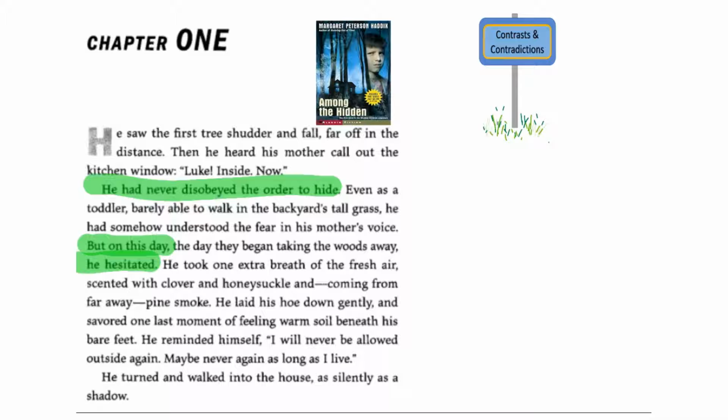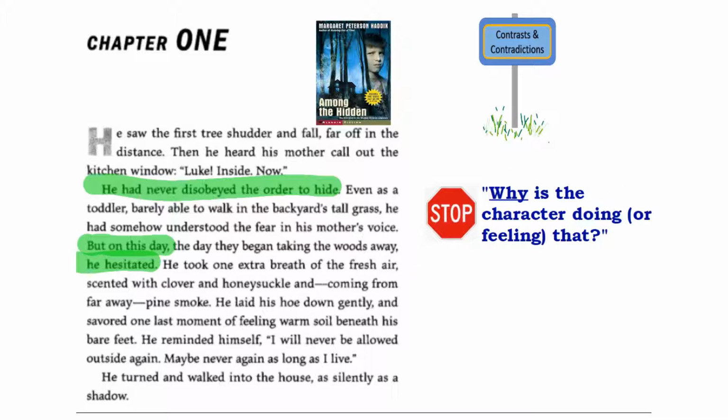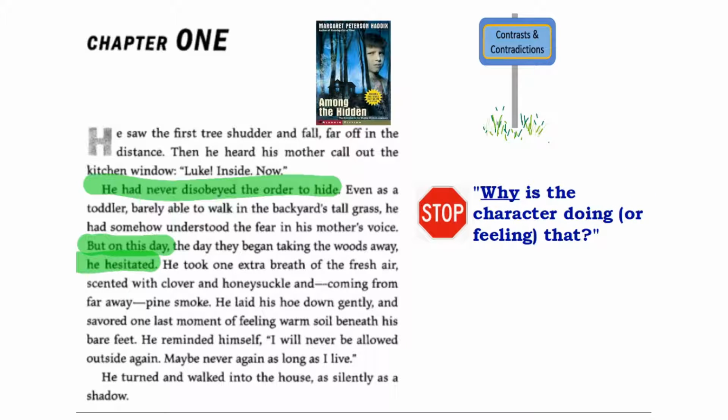What? That seems unusual. He turned and walked away into the house as silently as a shadow. Okay, so I'm going to go back now and I'm going to think, all right, why is the character doing that or feeling that? Why did he hesitate today even though he'd never disobeyed the order to hide?